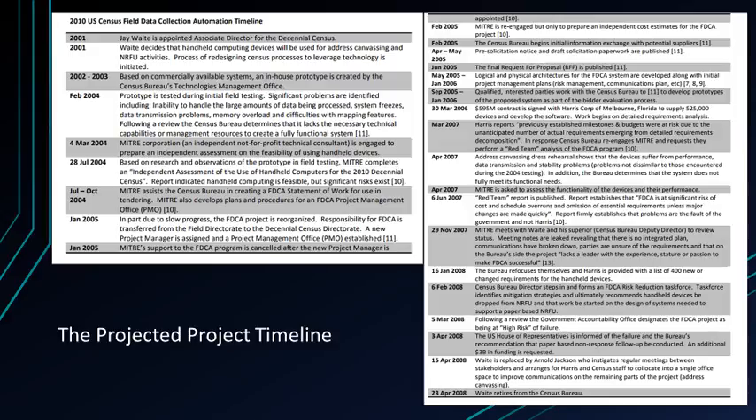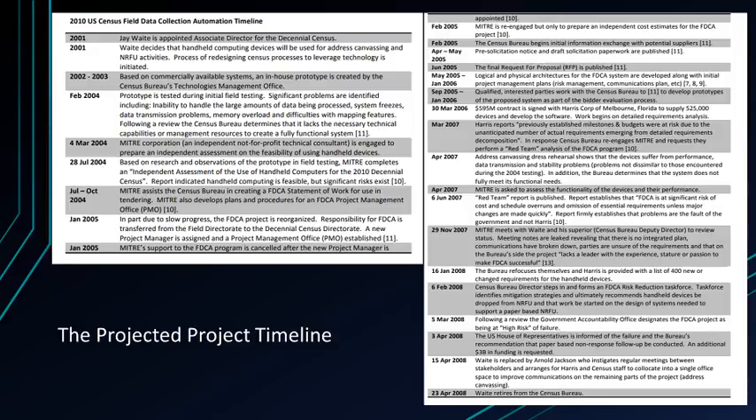4th of March 2004. The MITRE Corporation, an independent not-for-profit technical consultant, is engaged to prepare an independent assessment on the feasibility of using handheld devices. 28th of July 2004. Based on research and observations of the prototype and field testing, MITRE completes an independent assessment of the use of handheld computers for the 2010 Decennial Census. The report indicated handheld computing is feasible, but significant risks exist.